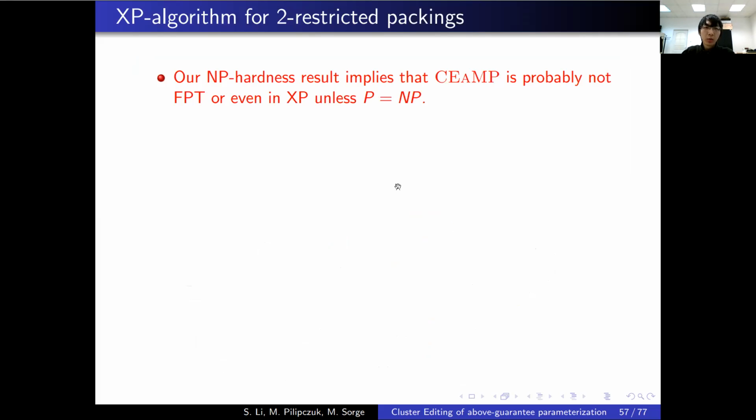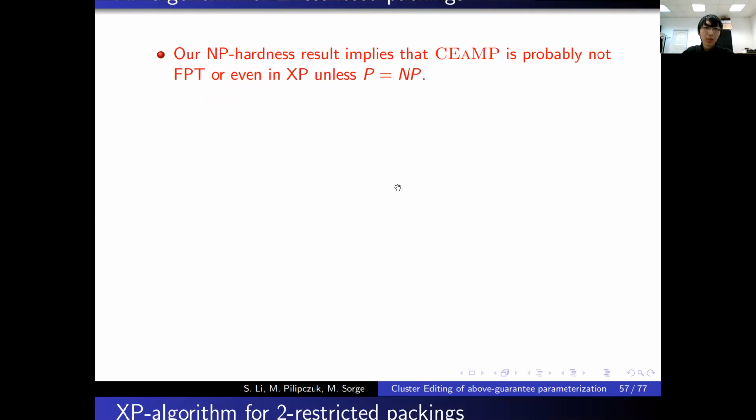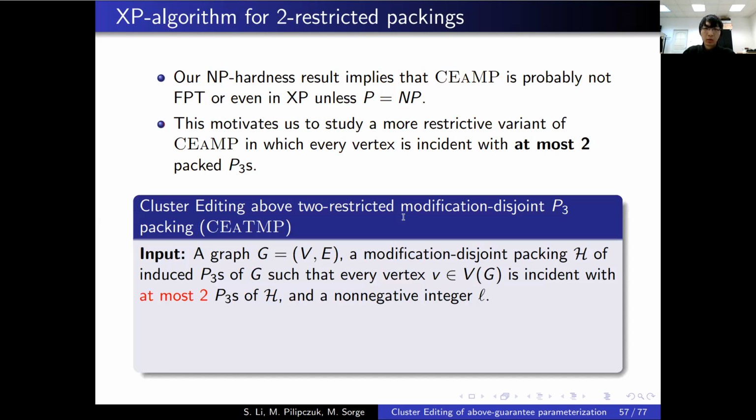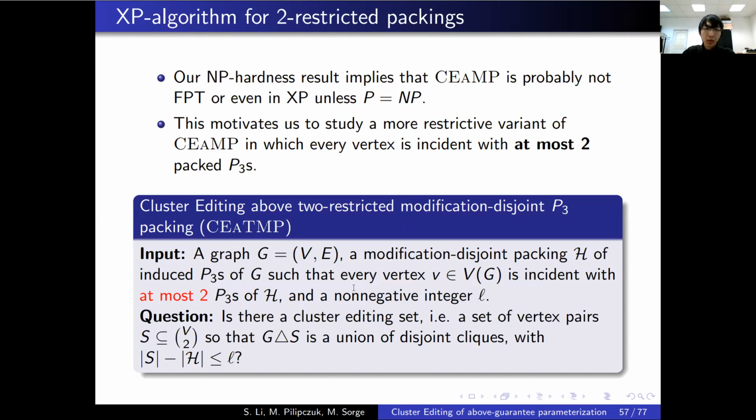Note that our unpairedness result implies that CEMP is probably not FPT or even in XP unless P equals NP. This motivates us to study a more restricted variant of CEMP, in which every vertex is listed with at most 2 packed P3s. This is the definition of this problem, which is called CEATMP. The definition is very similar to CEAMP, except that in the input graph, every vertex is incident with at most 2 P3s of the packing.